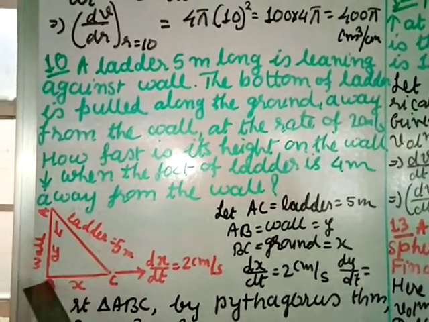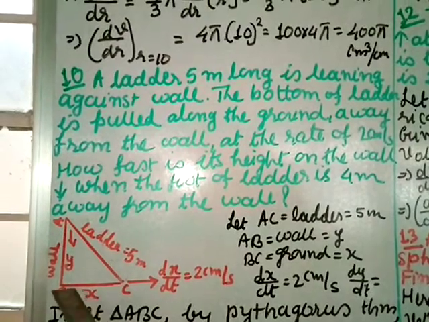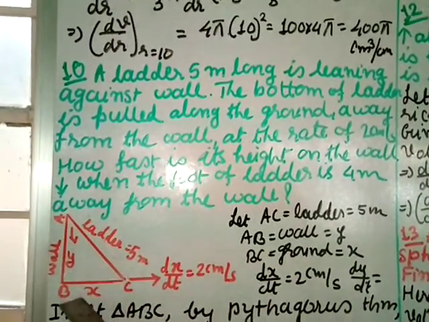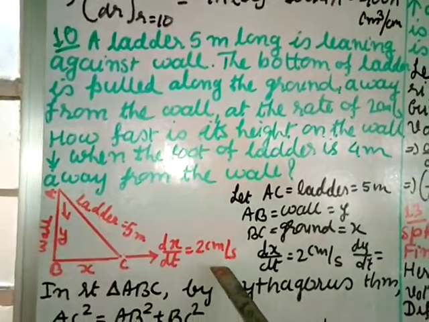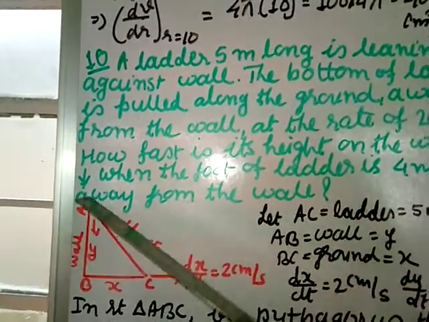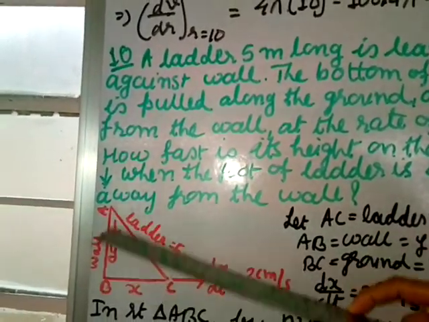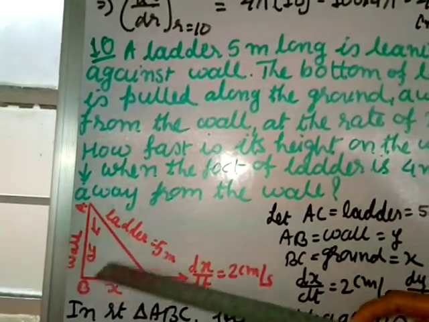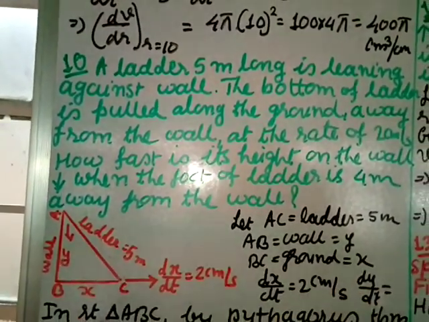This BC is the distance, and when you are pulling it away, I am assuming this as x. So when I pull, the rate of change in x will be dx by dt, which is given to you as 2 cm per second. And as you pull the ladder like this, the ladder will come down. So if I assume this as y, I have to find dy by dt. Okay, so let us start.